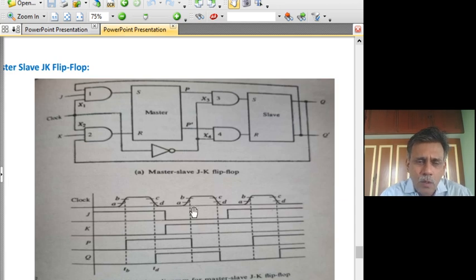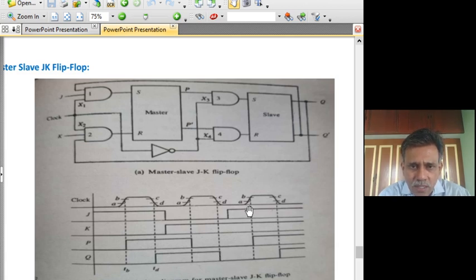Again these are similar to what we have already shown. At this point the change occurs. This is a case where J is equal to 0, K is equal to 1. So a reset condition. So P becomes 0 at this point. Here itself P becomes 0 and then Q becomes 0 at this point because it is a reset condition.